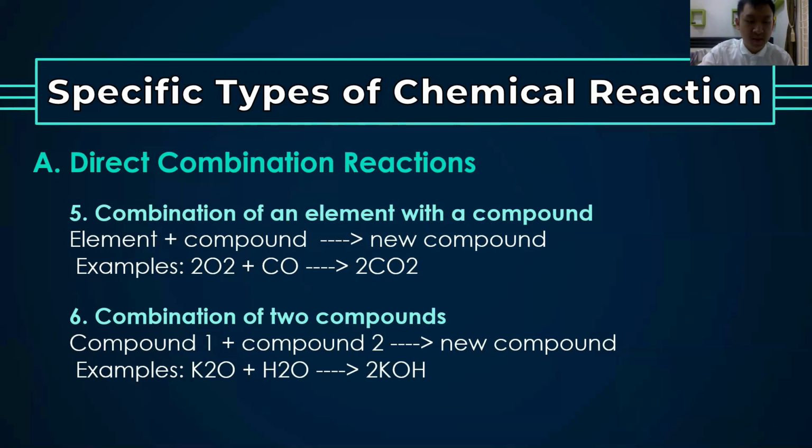The fifth specific type is combination of an element with a compound. Element plus compound yields new compound. Examples include O2 plus 2CO yields 2CO2. Then combination of two compounds. Compound 1 plus compound 2 yields new compound. By the way, the compounds must be different from each other. Example: K2O plus H2O yields 2KOH.